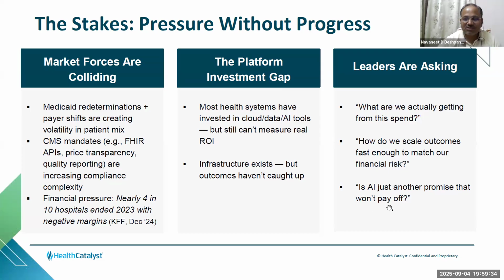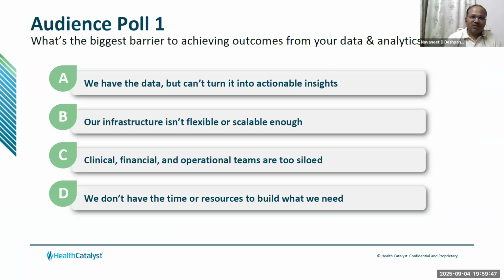That's the biggest challenge. This is one of the cases taken from Health Catalyst. They are trying to understand whether implementing AI at such a speed is going to make any difference for the final end user. In an audience poll, people were asked what the biggest barrier to achieving outcomes is for data analytics investments. The first answer: we have the data, but we can't turn it into actionable insights. All of them have the data and there is information overload, but it cannot be turned into actionable insights.